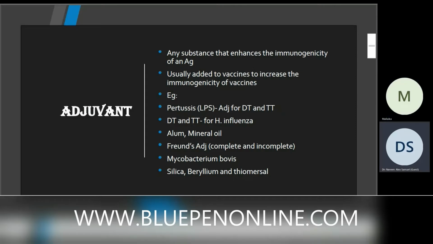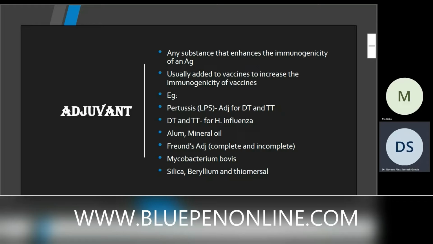So what are the examples? You know, right? The DPT vaccine. For the DPT vaccine, the adjuvant is actually pertussis. Pertussis acts as an adjuvant for the diphtheria toxin and the tetanus toxin. And the diphtheria toxin and tetanus toxin also may act as an adjuvant for the influenza virus vaccine. Then some vaccines may have alum and mineral oil.